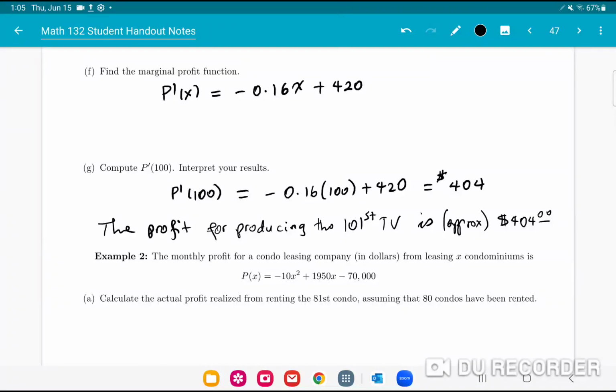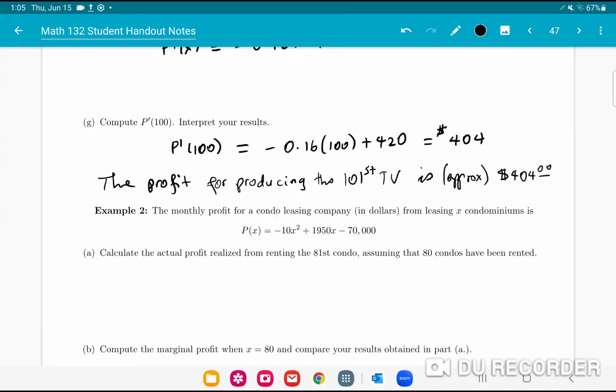So that would be the marginal profit. Just the next unit would cost and it would give us a profit of $404.